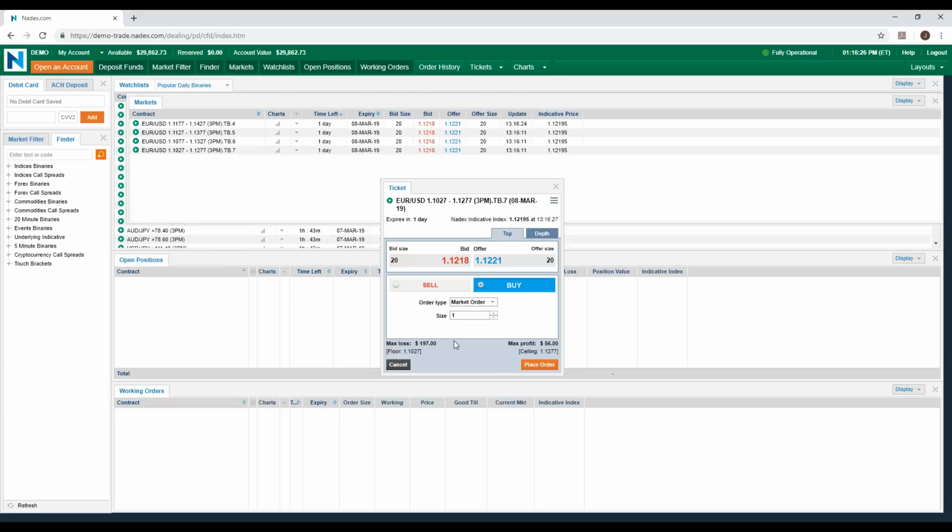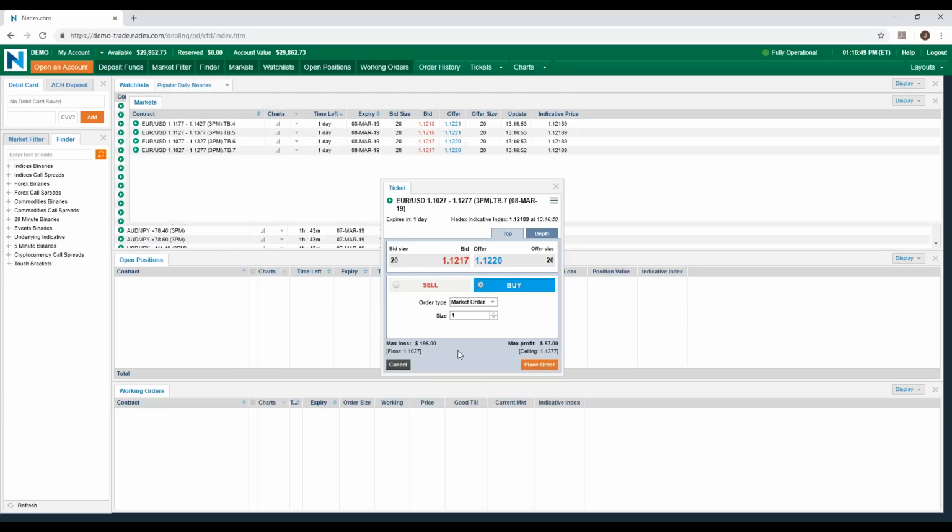You're not risking 197 all the way to expiration, and right at the last second based on settlement, you're either going to lose that whole 197 or make this whole 57. That's not how it works. It's not all based on that. With spreads or with the touch brackets here, it's based on $1 a tick.